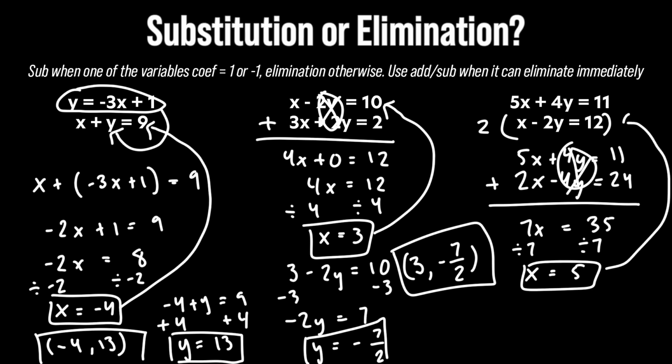Plug it back into the equation. We get 5 minus 2y is equal to 12. If we solve for y, we're eventually going to get y is equal to -7 over 2 again. So our ordered pair is going to be 5 and -7 over 2.